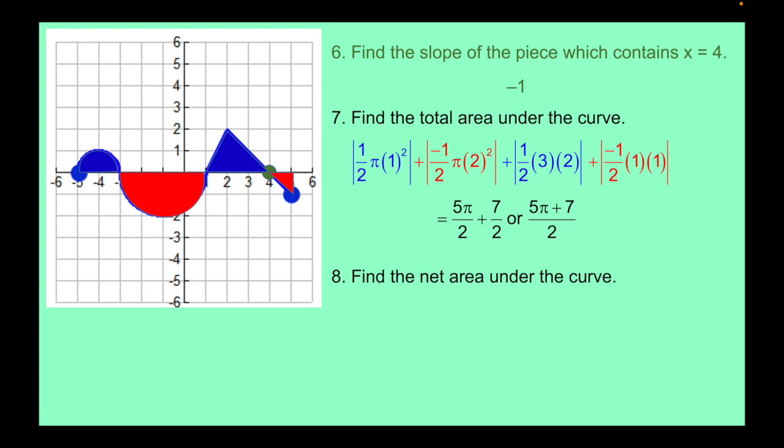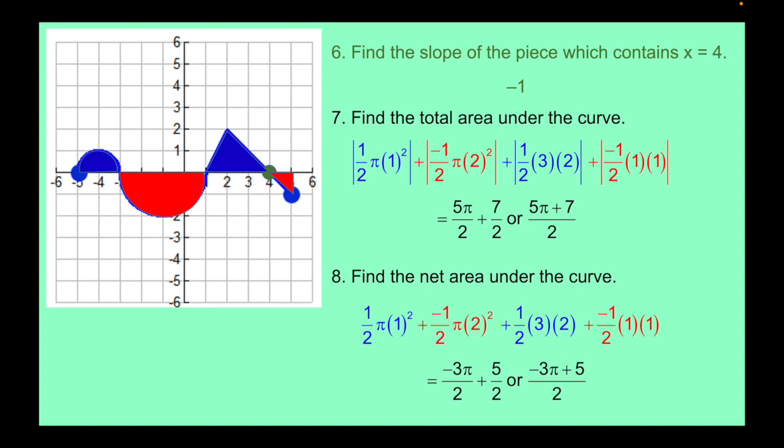What we should end up with for this one is either 5 pi over 2 plus 7/2, or you could write it as 5 pi plus 7 all over 2, because again, you can't combine the 5 pi in this case with the 7. And then when we look at net area, again, that's going to be the exact same setup, just removing all of the absolute values. And when we do that, it should combine to either give us -3 pi over 2 plus 5/2, or you could put -3 pi plus 5 all over 2.